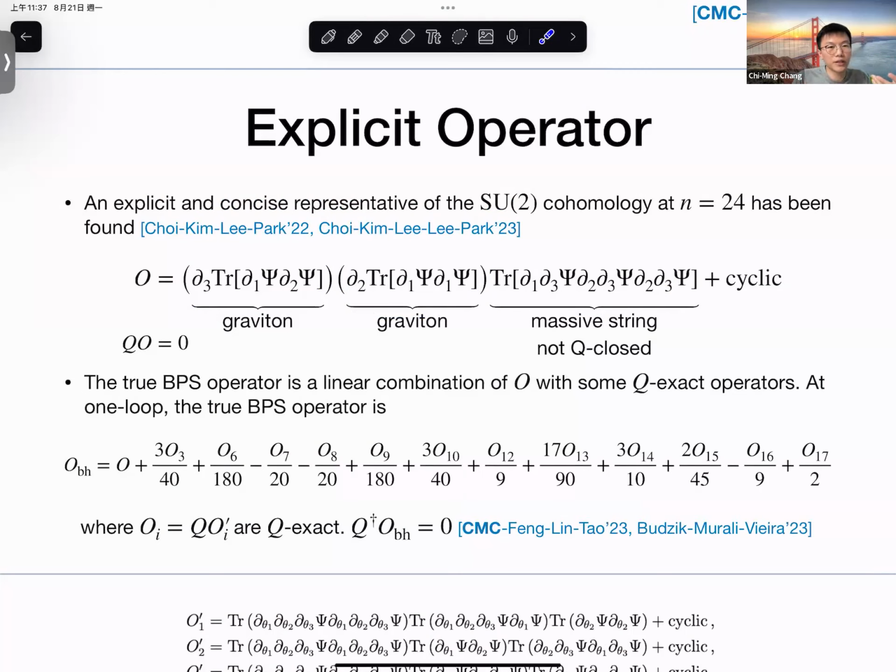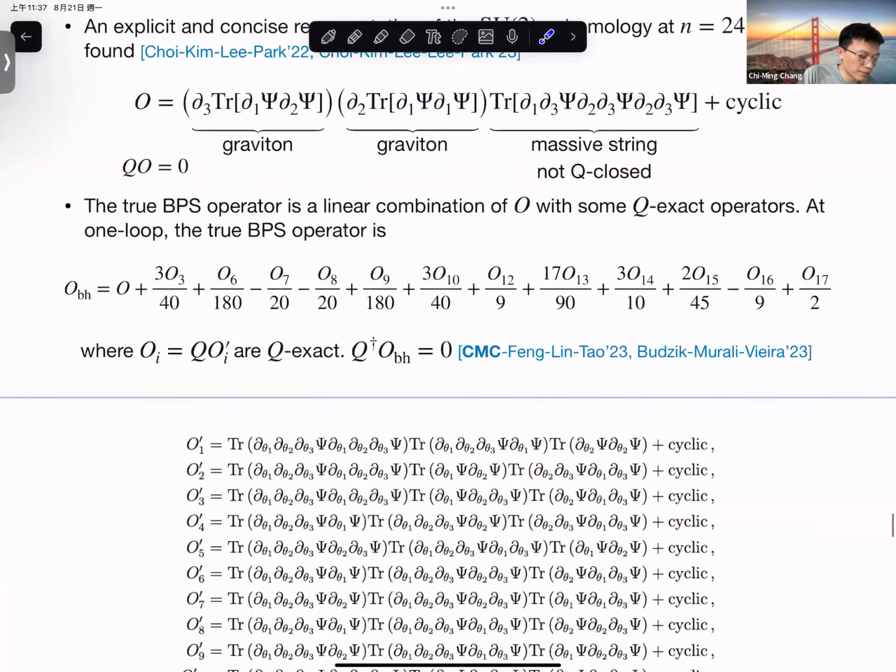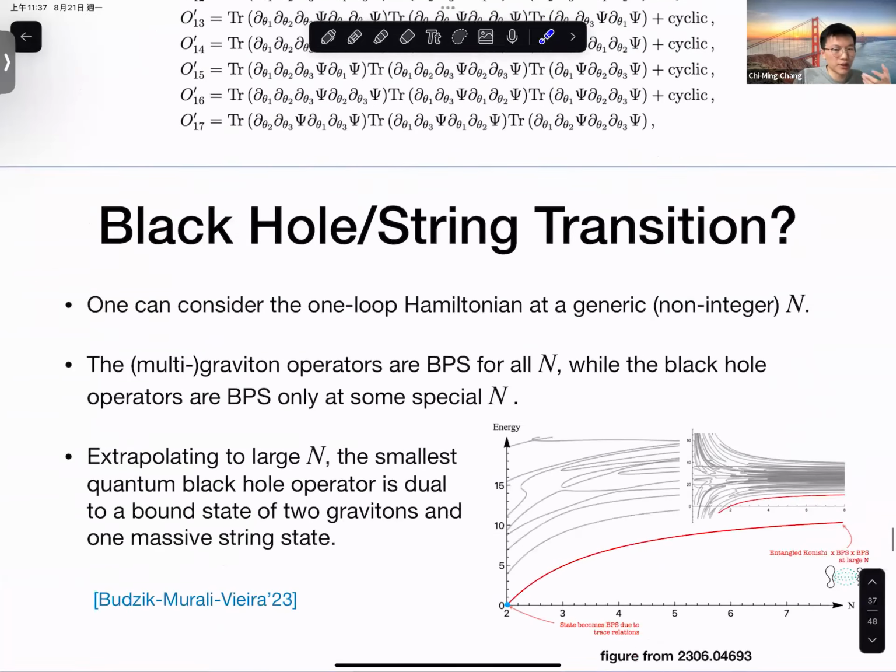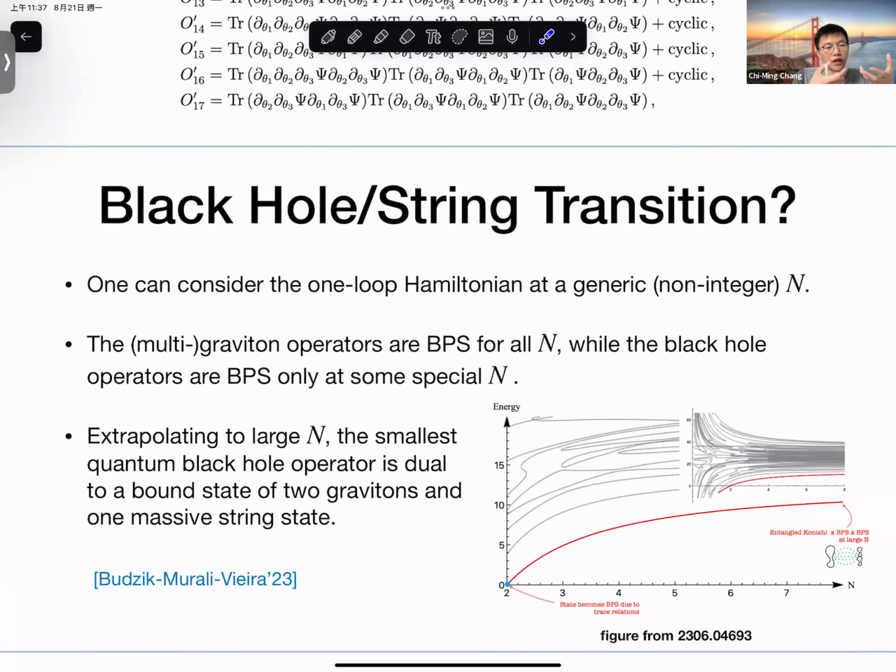And if you decrease n, in the bulk that corresponds to going to bulk strong coupling. Then the interpretation is that at bulk strong coupling, that bound state of two gravitons and one string will become the black hole. Of course, this is just a qualitative interpretation that we can try to draw from this computation.